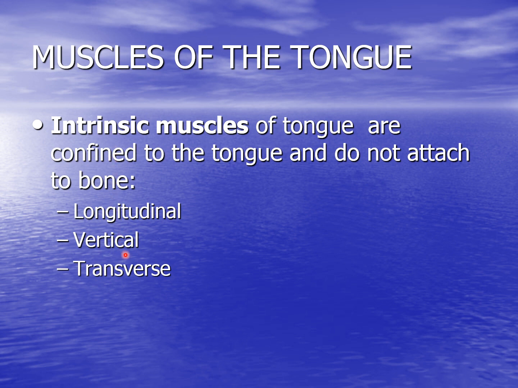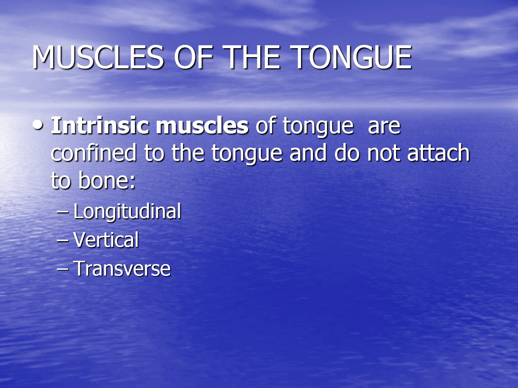The vertical muscles, they lie between the upper surface and the lower surface of the tongue. So when they contract, they flatten the tongue. The transverse muscles, they are from the right to the left side or from the left to the right side of the tongue. When they contract, they narrow the tongue. All of these are called intrinsic muscles.